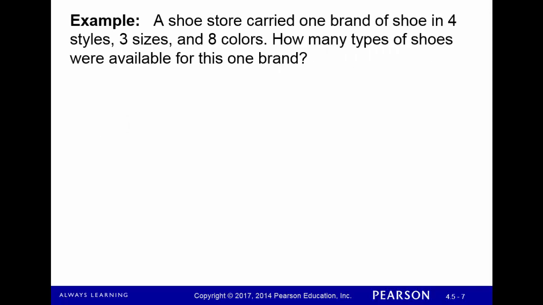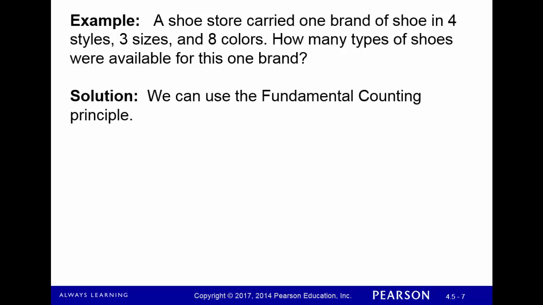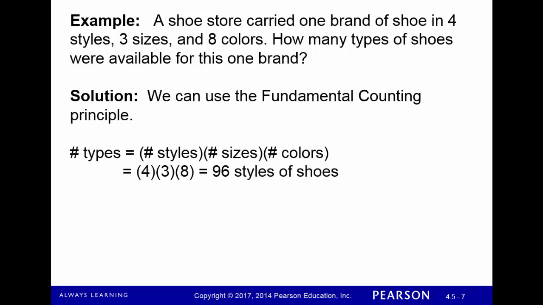A shoe store carried 1 brand of shoe in 4 styles, 3 sizes, and 8 colors. How many different types of the shoes were available for this one brand? So again, we're going to use the fundamental counting principle, and we're going to take the number of styles, 4, times the number of sizes, 3, times the number of colors, 8, and we come up with 96 different types of shoes.